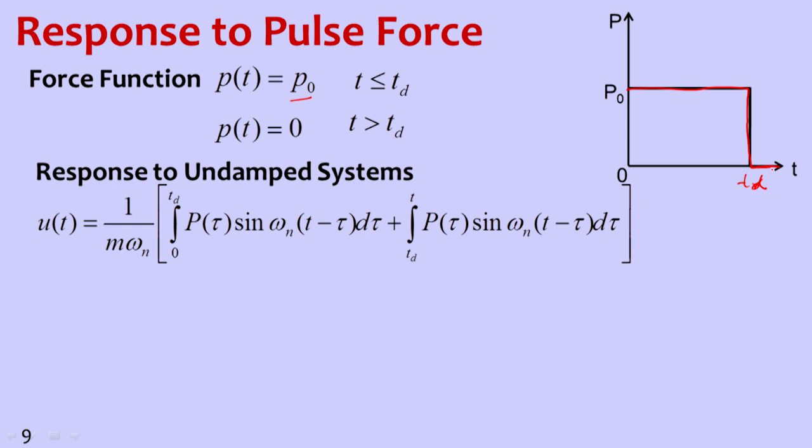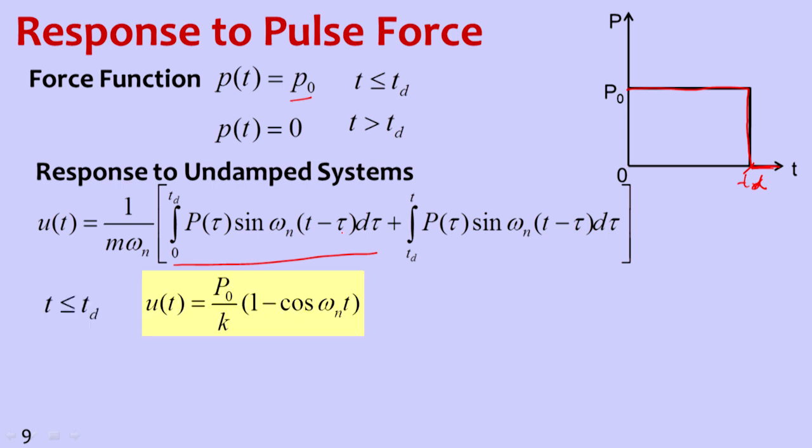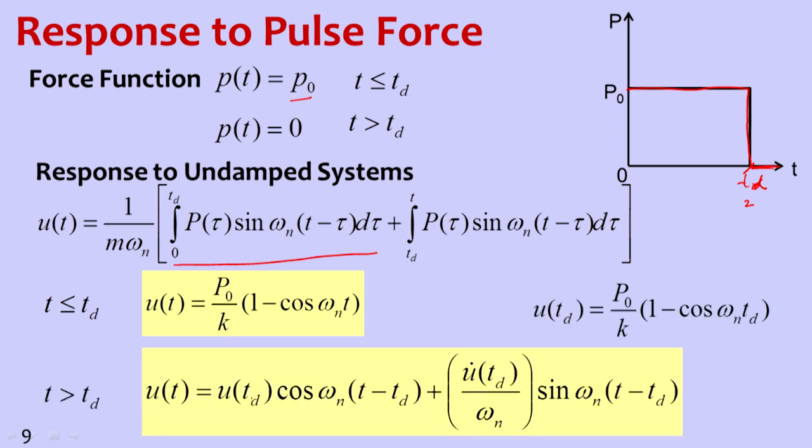So again we come to the response of undamped systems. As you can see in this one, there are two things. One is up to Td, and the second component starts from Td. So P(tau) sin omega n (t minus tau) d tau, and P(tau) sin omega n (t minus tau) d tau. So this is from Td up to any time, and here the time is between 0 and Td. So two functions are there. For any time value less than, say, 2 seconds, this one holds good, and then beyond that the other one holds good.